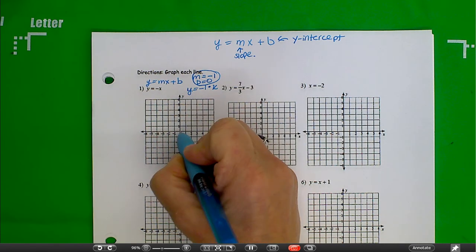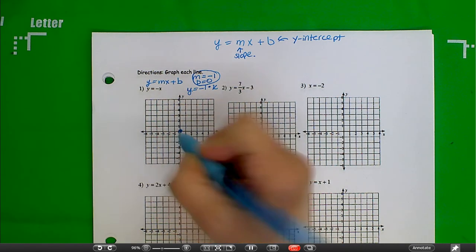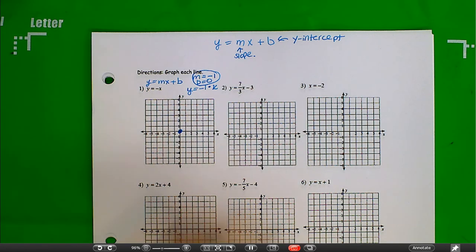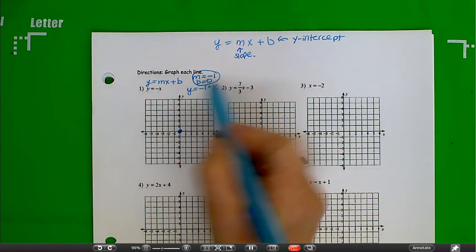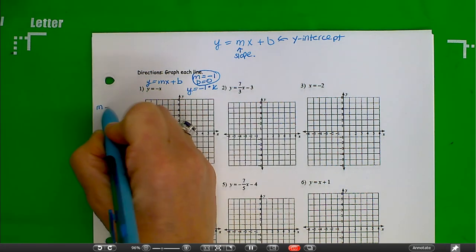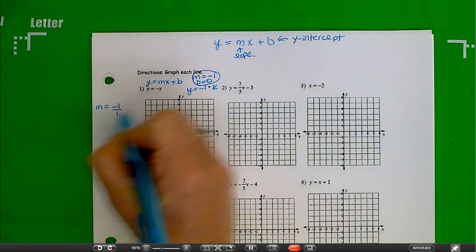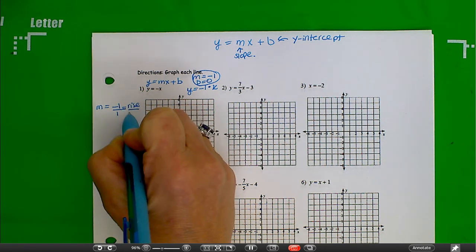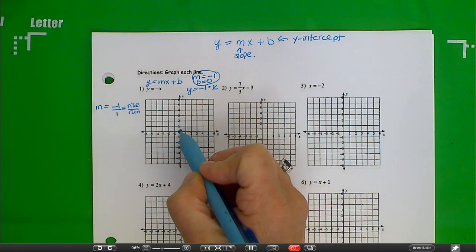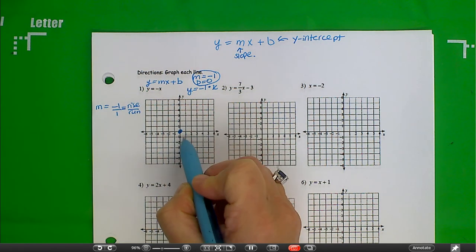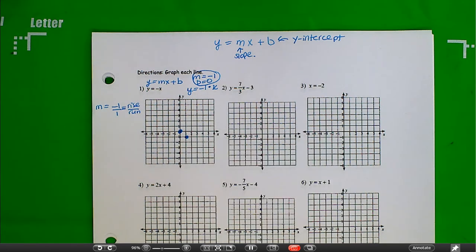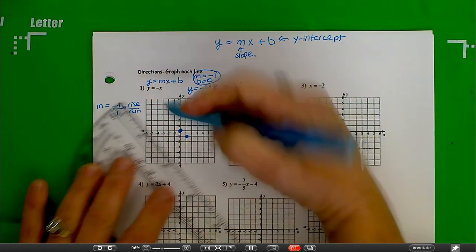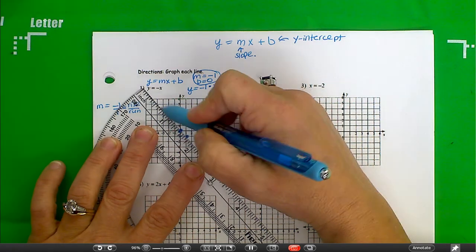So b goes to 0 over here. And we want to go negative 1. m is equal to negative 1 over 1, which is equal to rise over run. So that means we're going to go down one and over 1. And here we go. That is our line, y equals negative x.